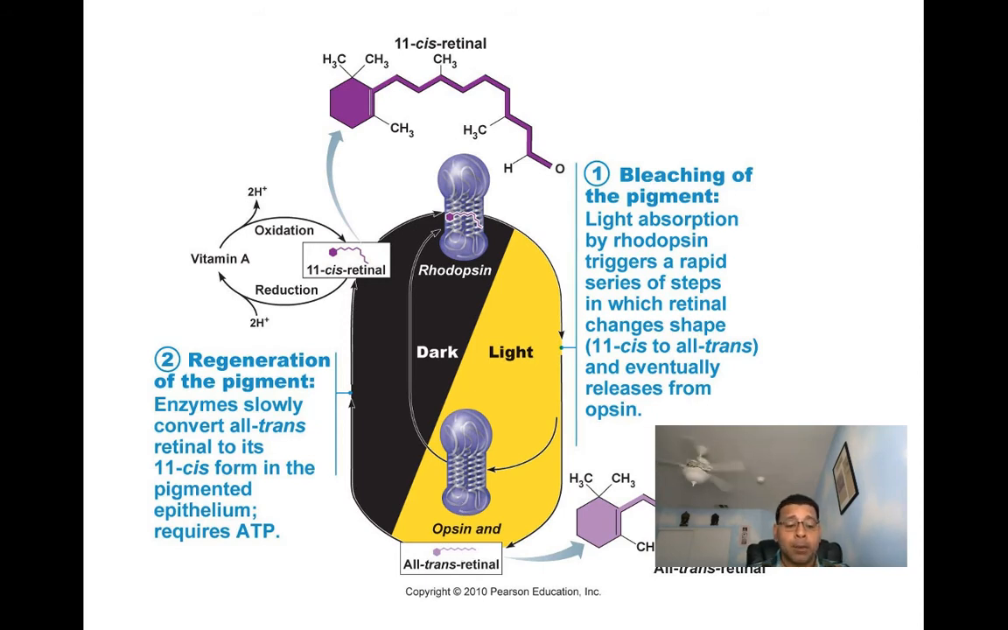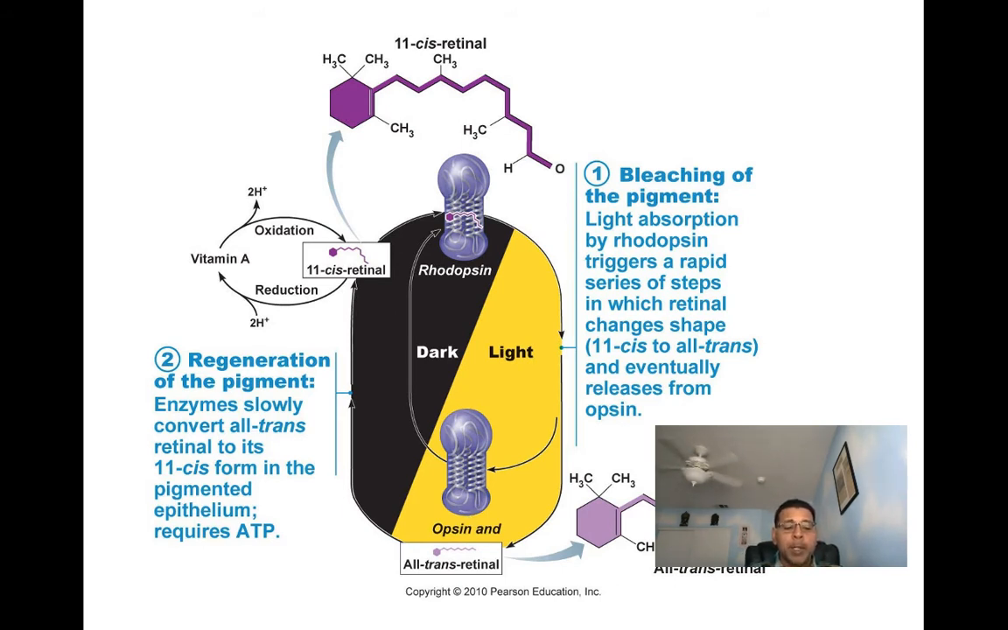This breakdown of rhodopsin to retinol and opsin is known as bleaching of the pigment. Next, we can look at pigment regeneration.